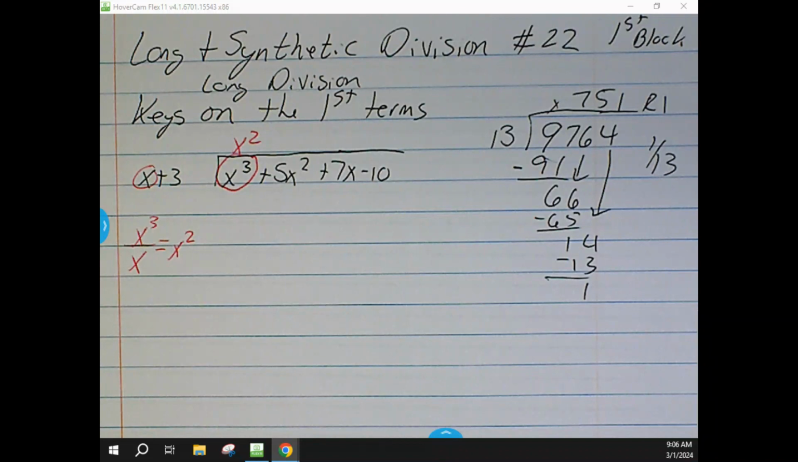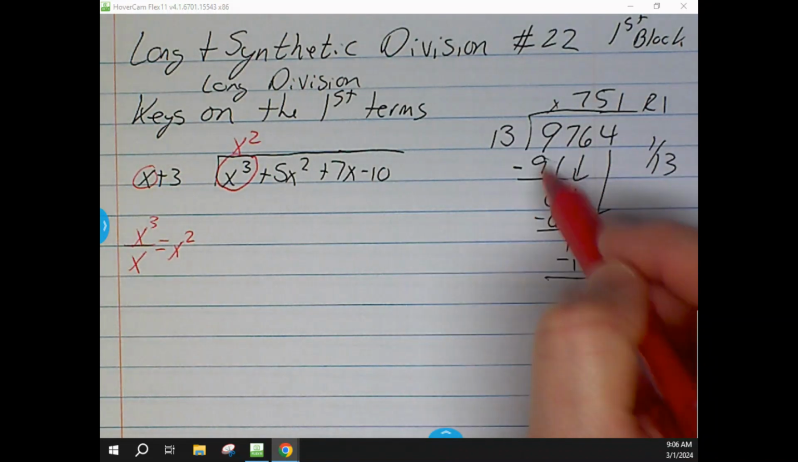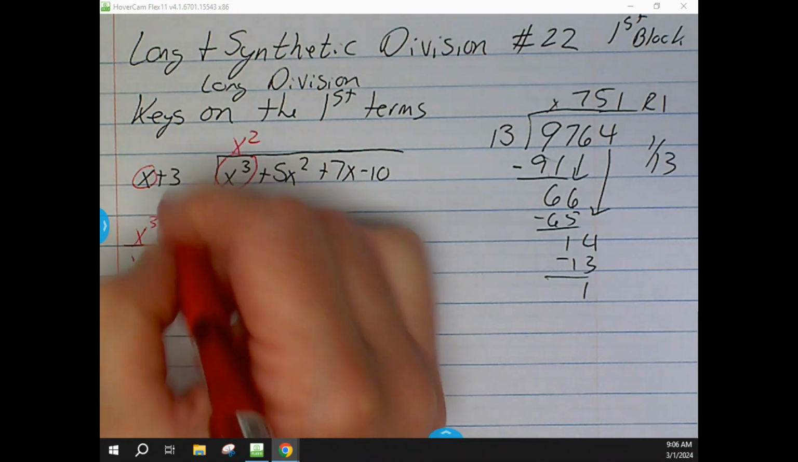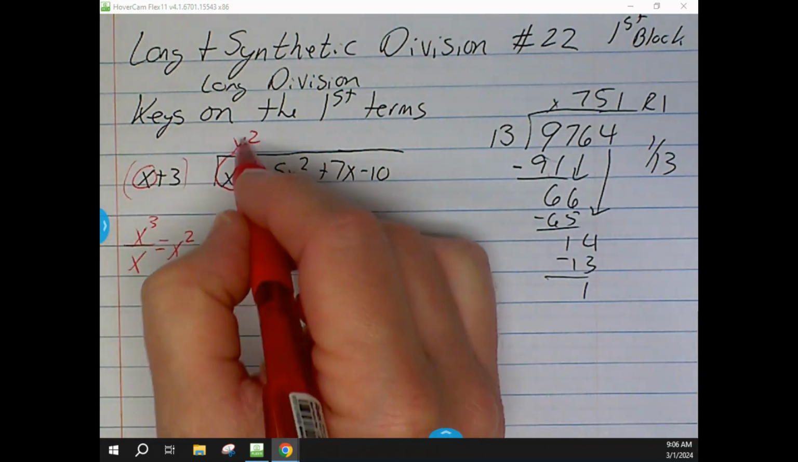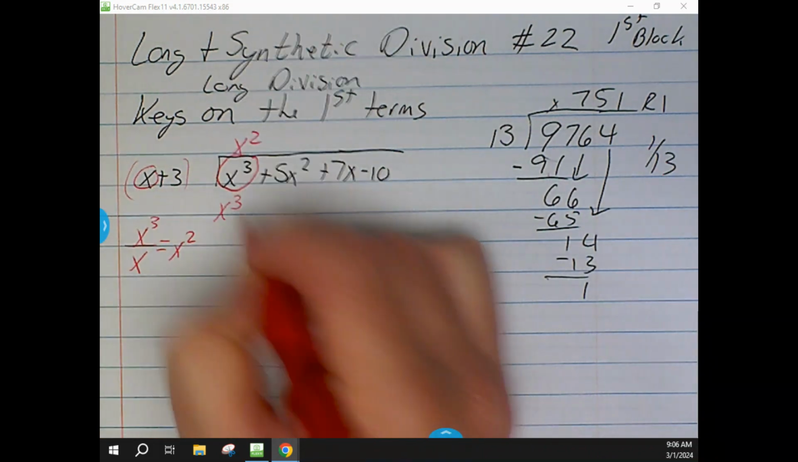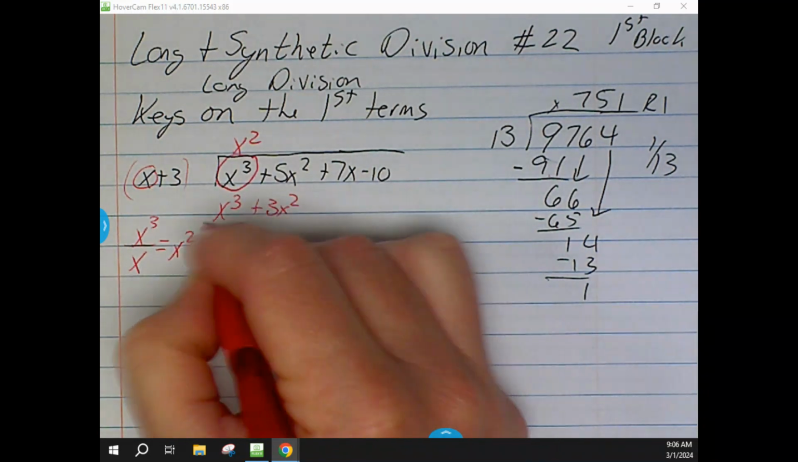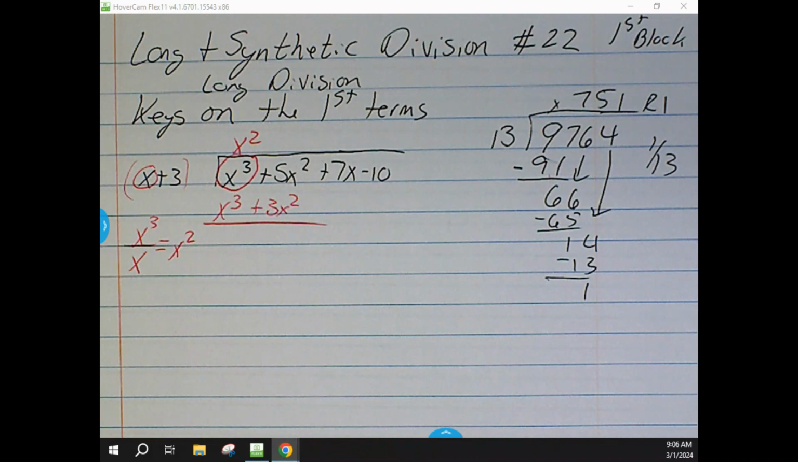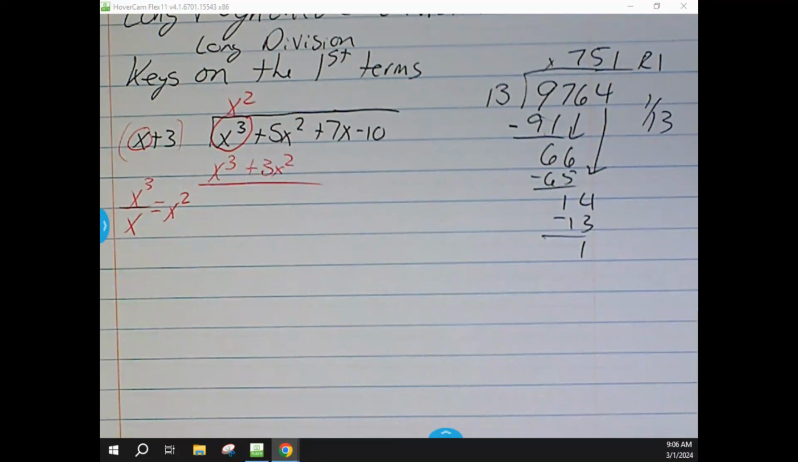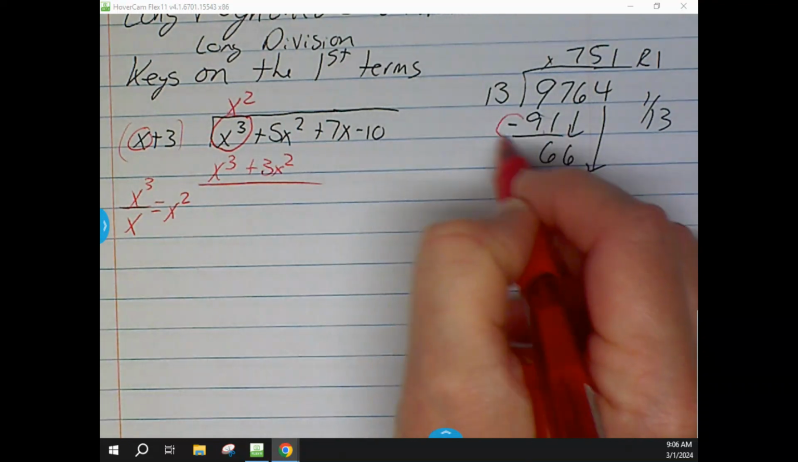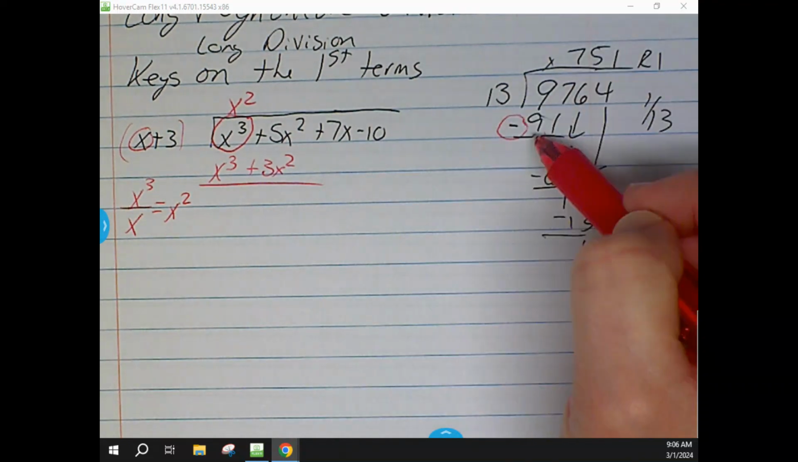Okay, and then we're going to do like we did before. We did 7 times 13 to get this number. We're going to do x squared times, and really we're going to do it times both of these. We're going to do x squared times x to get x to the third. We're going to do x squared times 3 to get a 3x squared. And this is always a question I love to ask when we do this one. Where does this subtraction come from? How do we take 7 times 13 and get negative 91?